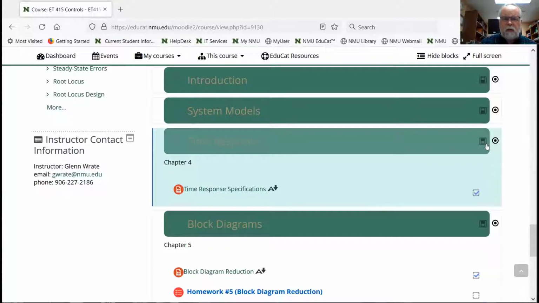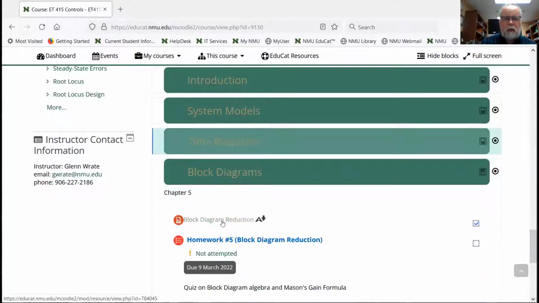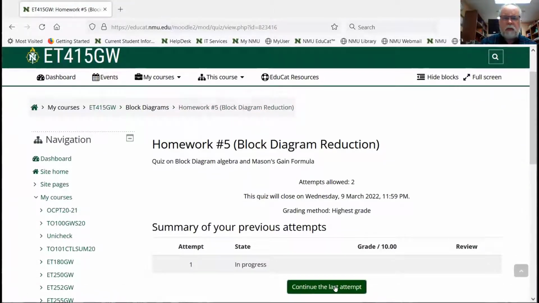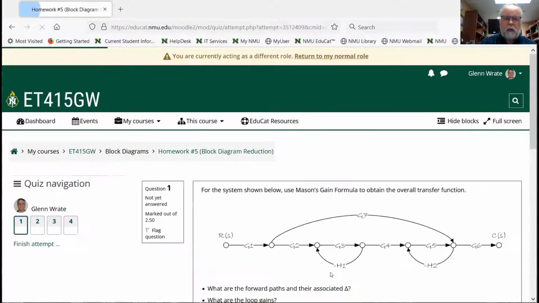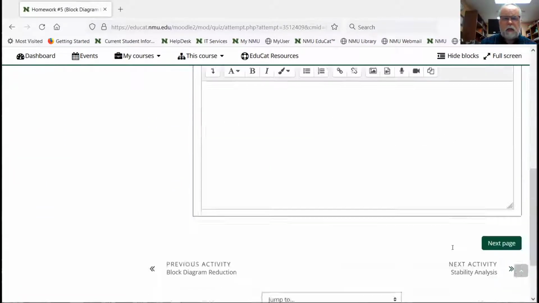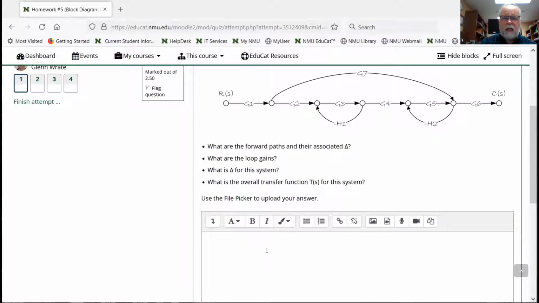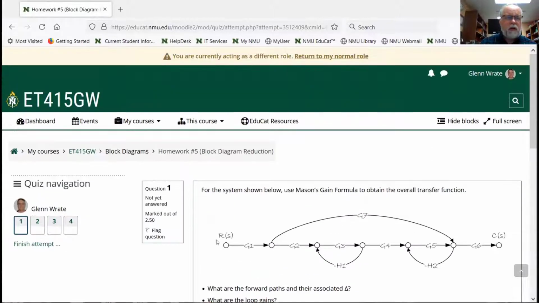We're done with time response. And we're just going to do block diagram reduction, and this is the last thing before the midterm. There's also homework for it. And so basically we're going to be learning about Mason's gain formula today. And you're just going to do this by hand and upload your answer there.